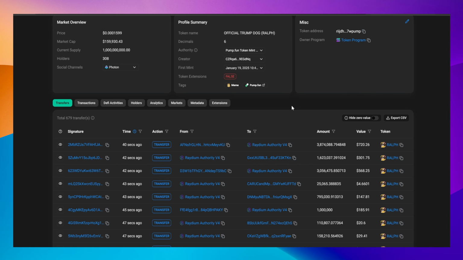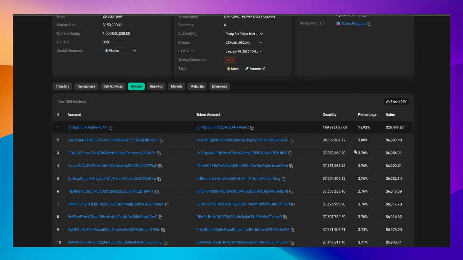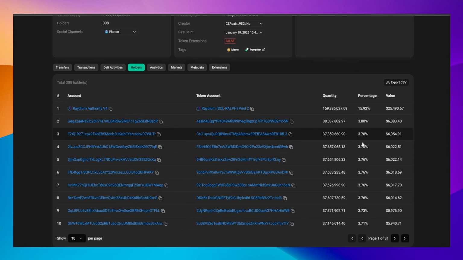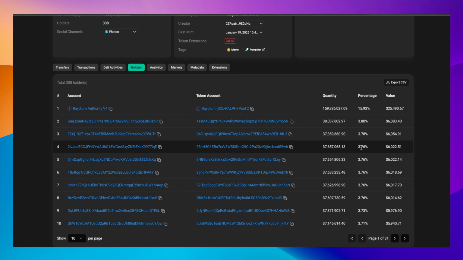The most important part when it comes to analyzing a token on Solscan is this holders tab. Why? Here you're going to be displayed with each account and what percentage of the supply it holds. This is very useful when it comes to identifying bundled tokens, which means that the supply is being controlled by few wallets that belong to the same person. The way to identify this is by checking the percentages. As you can see on the right, these ones are very similar, like 3.8, 3.78, 3.76, and so on.